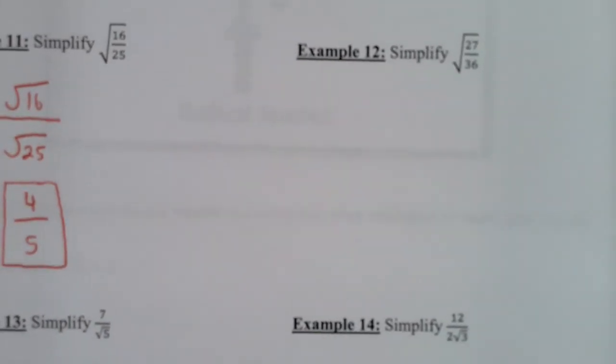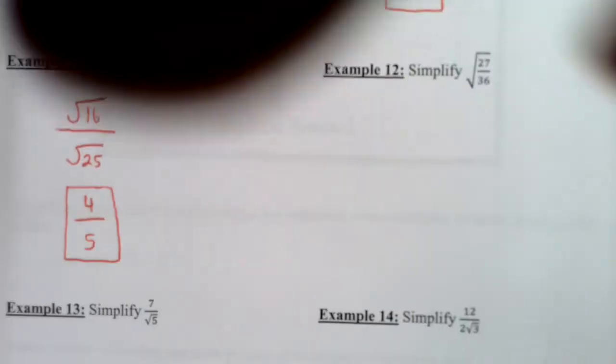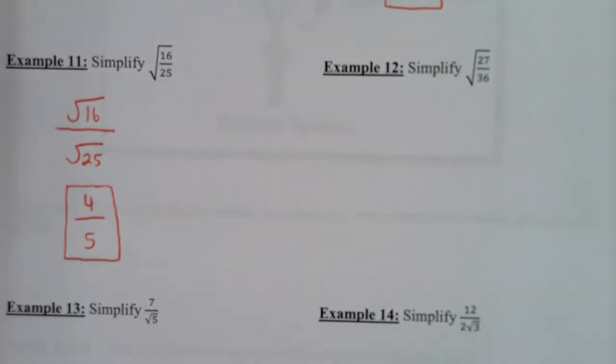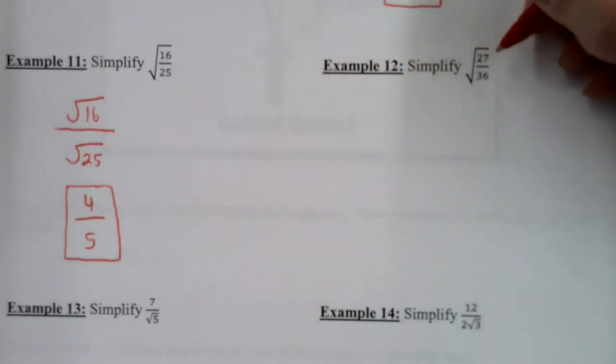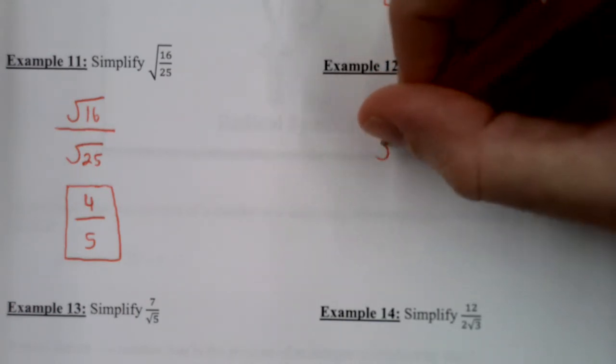Simplify square root of 27 divided by square root of 36. There's 2 ways to do this. You can simplify the original fraction if you want. I'm not going to do it that way. I'm just going to break apart the fraction and the square root. So I'll make it square root of 27 divided by square root of 36.